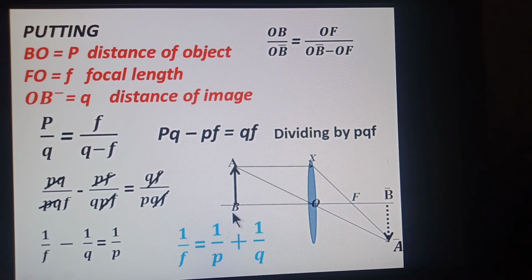Students, this is all about the lens formula, how it is derived using ray diagram. I hope it is clear.